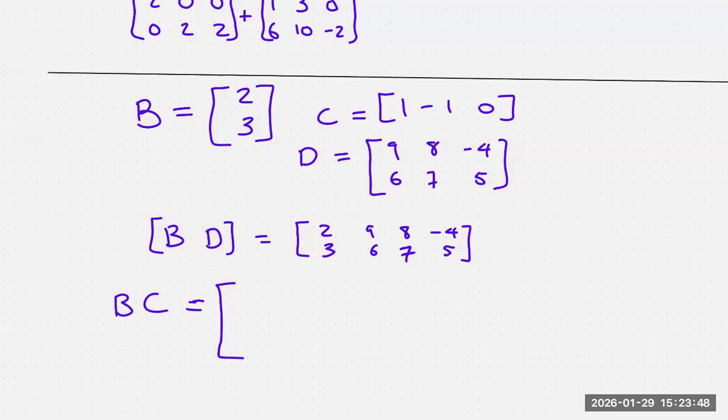2 by 1, that's in the first slot, and then 2 by negative 1 in the second column, and then 2 by 0 in the third, 3 by 1 in the second row, first column, 3 by negative 1 in the second row, second column, and 3 by 0 in the second row, third column. Yeah, thank you. There you go. Correct. So it's going to be a 2 by 3.